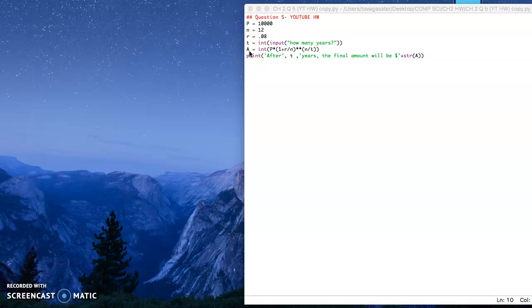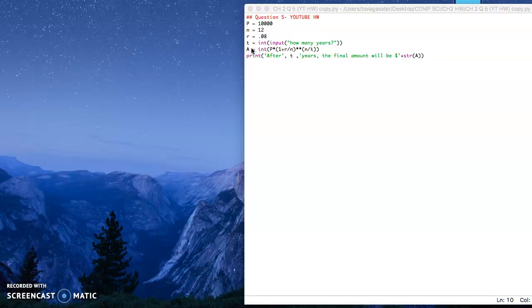And to get that calculation, for the final amount, it's going to be A equals int, and then the equation that we're given at the beginning of the problem, which is P times (1 plus R over N) to the power of N over T. And then the int is to convert that from a float into just an integer, because otherwise there would be a bunch of decimals.